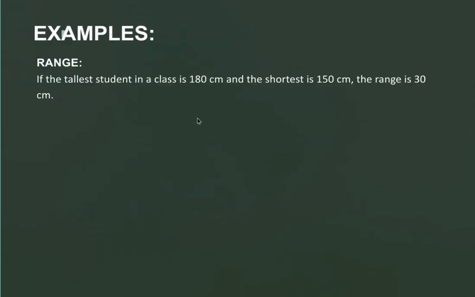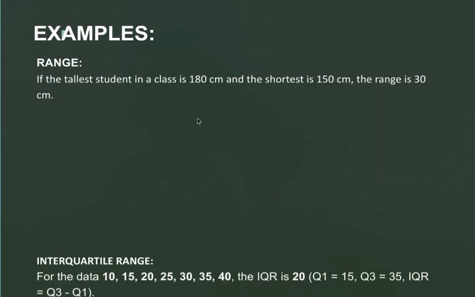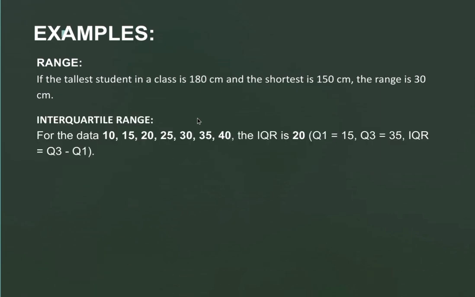For example, range. If the tallest student in class is 180 cm and the shortest is 150 cm, the range is 30 cm. Interquartile range. For the data 10, 15, 20, 25, 30, 35, and 40, the IQR is 20. Quartile 1 equals 15, quartile 3 equals 35, IQR equals quartile 3 minus quartile 1.